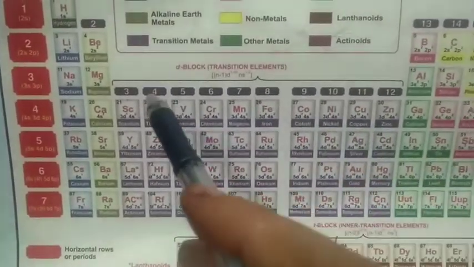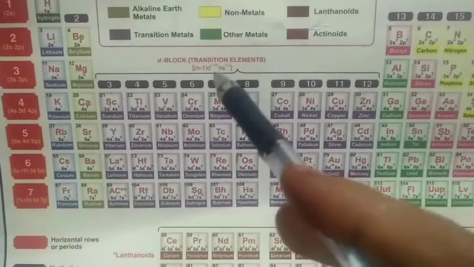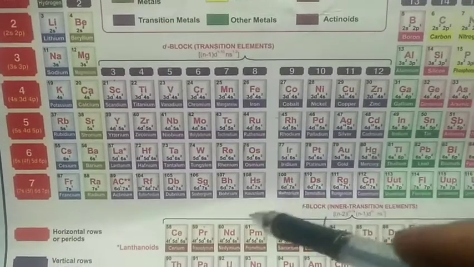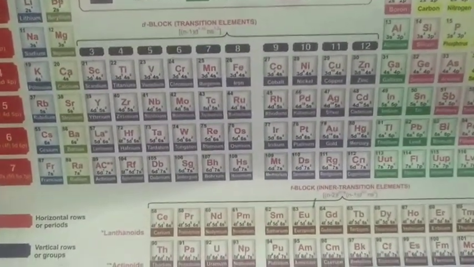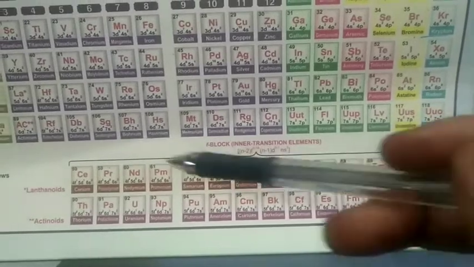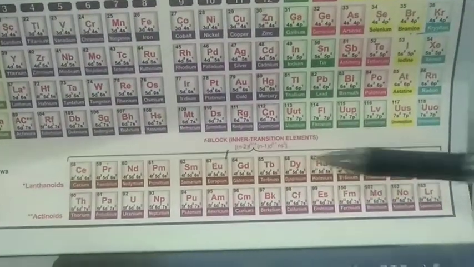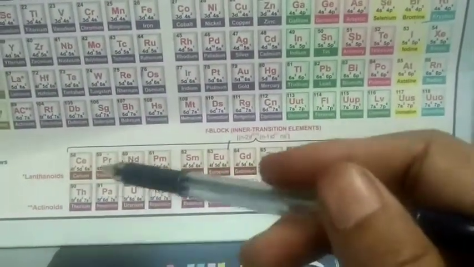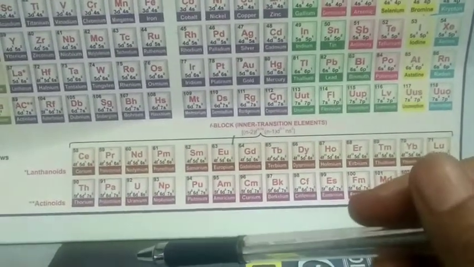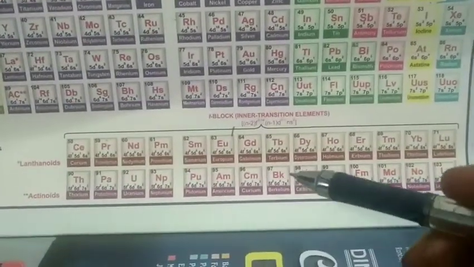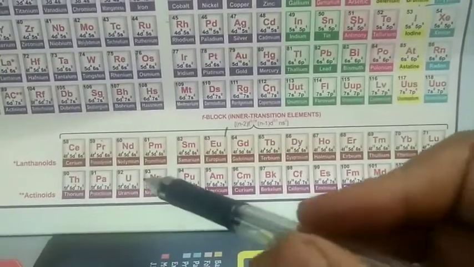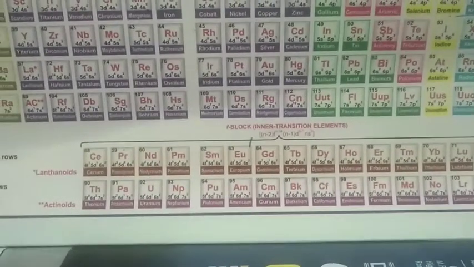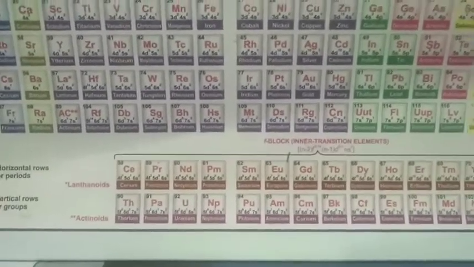Then the elements of the d block are called transition elements. All the d block elements come in this group. The elements of the f block are called inner transition elements. They are in two series, lanthanoids and actinoids. Actinoids are radioactive, man-made. All the elements after uranium are also called transuranic elements. So these are the different classifications of the elements in the periodic table.